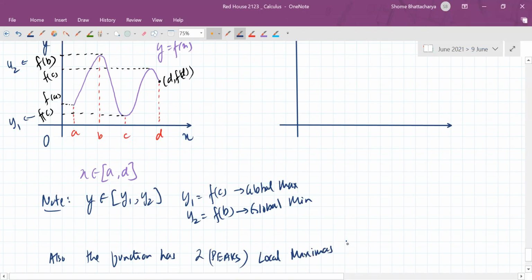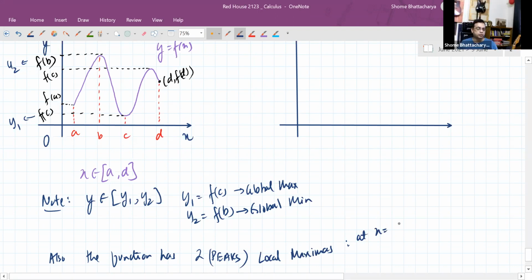Sir, so it means every graph has a unique global maxima and minima. Yes, it has one value of global maxima and one value of global minima, which is unique. But it can have any number of local maximas and minimas, and the point at which it has the global maxima may also be a point of local maxima or may not be. It depends on the shape of the graph.